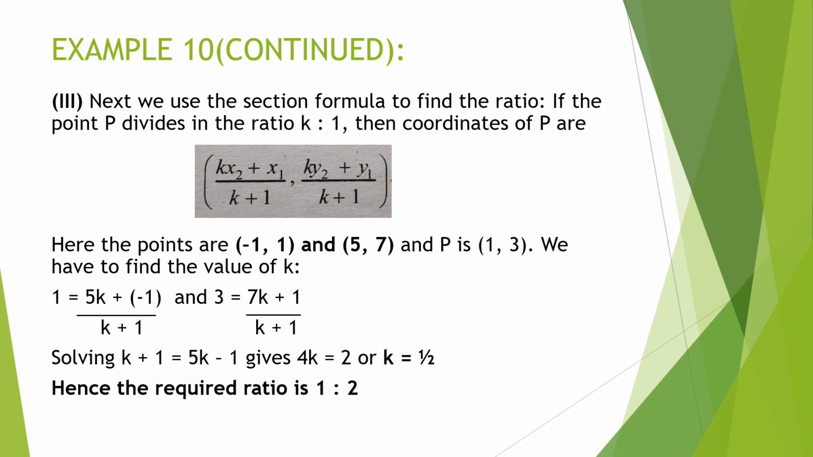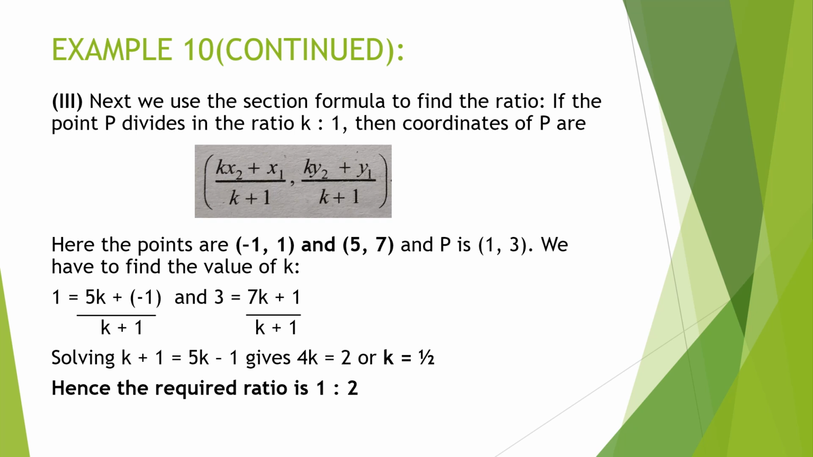So now you have 2 points (-1, 1) and (5, 7), and the in-between point is (1, 3), which we have just now found. We just have to find the ratio in which P divides this line segment joining the other 2 points. So over here the first coordinate (kx2 + x1)/(k + 1) is 1, and the y coordinate is 3. So 3 is equal to (ky2 + y1)/(k + 1).